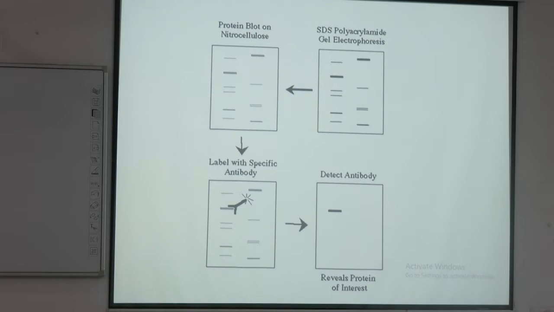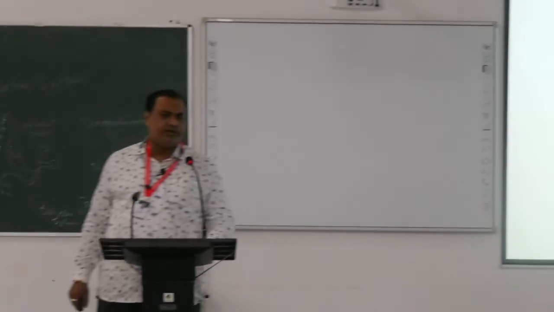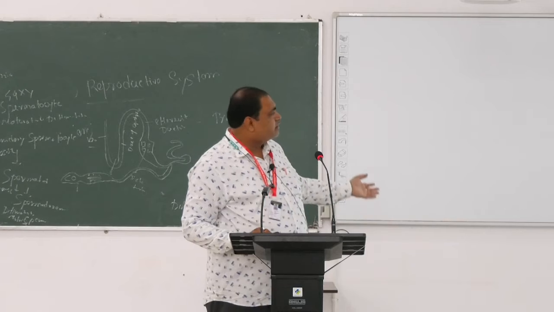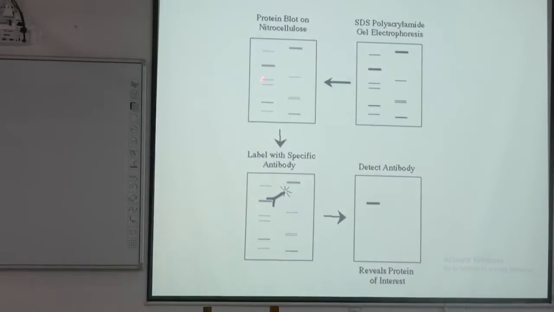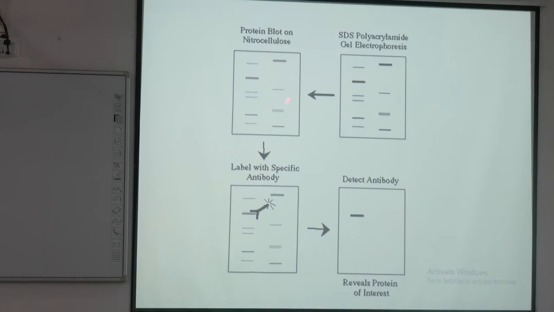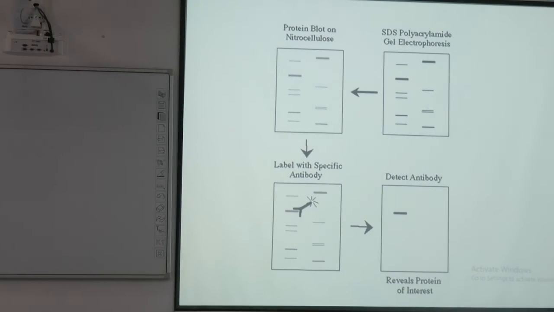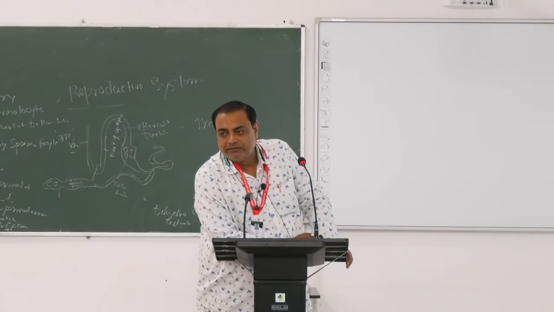Now, after transferring to nitrocellulose membrane, because in the gel it is very difficult to perform the further operations. So we transfer it to nitrocellulose membrane. Now this is protein blot and nitrocellulose membrane. Now they have made some marking here, but in actual life you cannot see those. Why? Light blue color. It is blue color, so you cannot identify any protein in that.